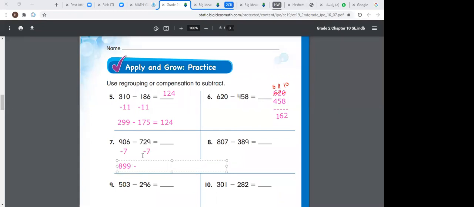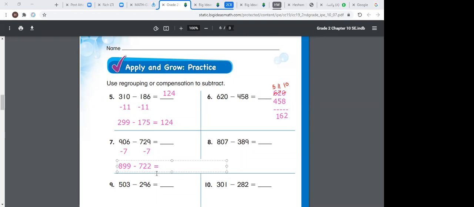Very good. Then let's make 729 minus 7. 9 minus 7 equals 2. And 2 minus nothing equals 2. Here 2 minus 0 is 2. And 7 minus nothing equals 7. Drop 7. Now the answer is 722.